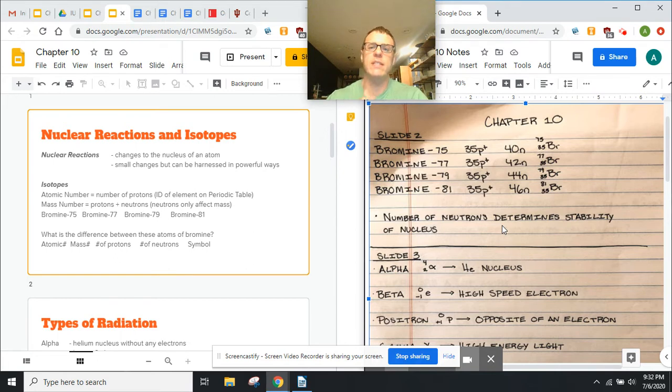The number of neutrons determines the stability of the nucleus. Uranium is another example. There are 2 isotopes of uranium, uranium-238 and uranium-235. Uranium-235 is extremely unstable. That's what you'd use in a nuclear reactor. Uranium-238 is a great paperweight, but it doesn't undergo nuclear fission or anything like that.